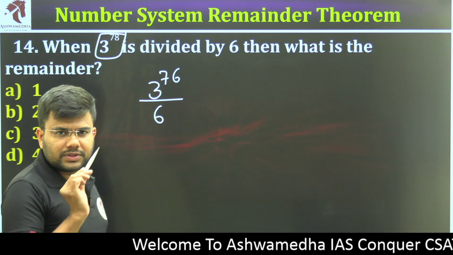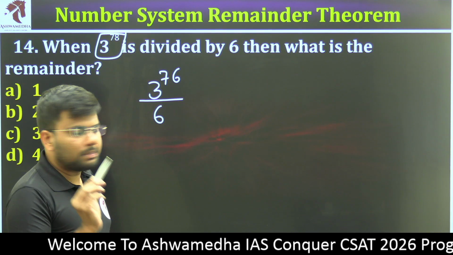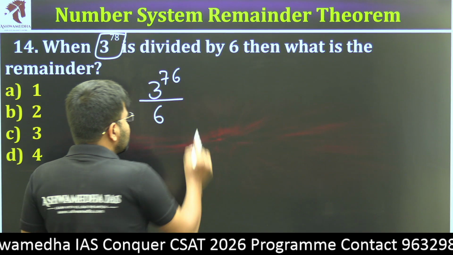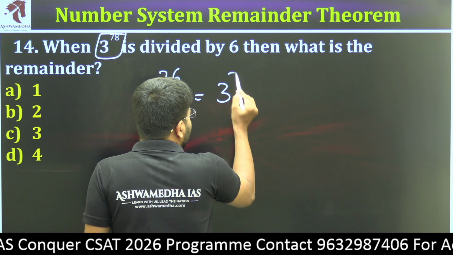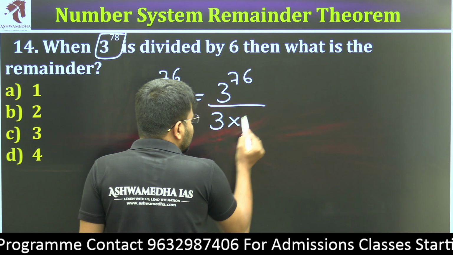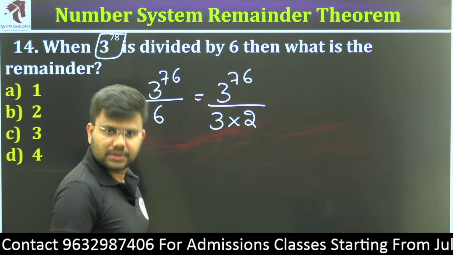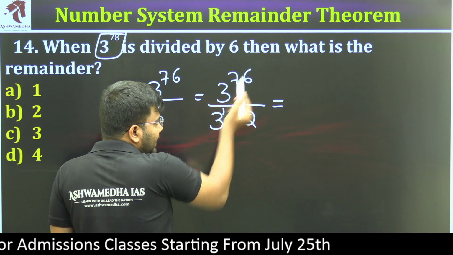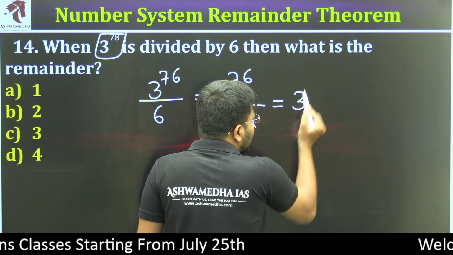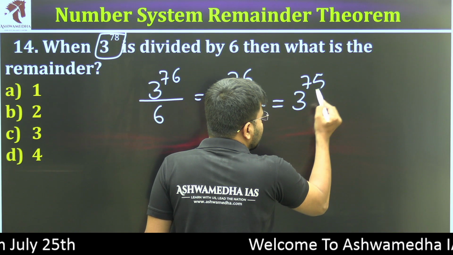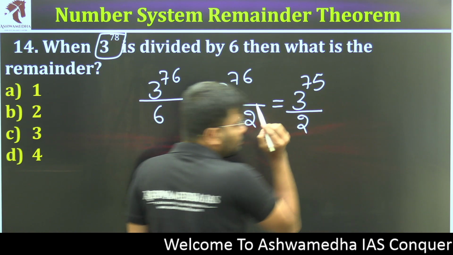Guys, first step, what you're supposed to do? First step is you have to cancel. 3 power 76 can be written as 3 power 76 itself, and 6 can be written as 3 into 2. Now here, this is 3 power 1. It cancels. So here, 3 power 76 minus 1 is 75. 3 power 75 divided by 2.